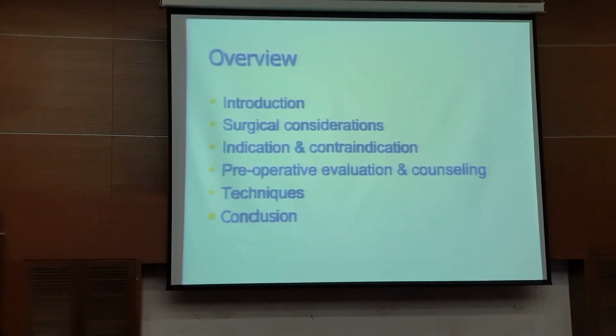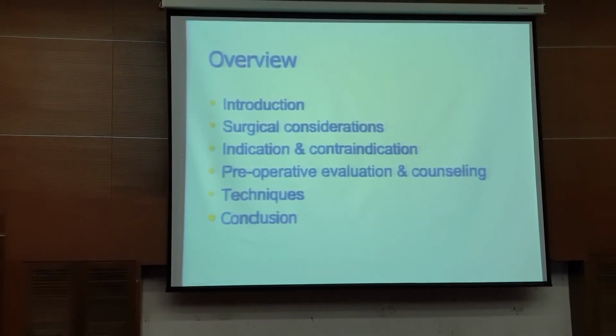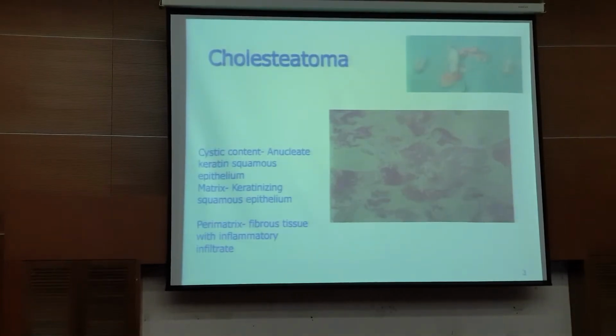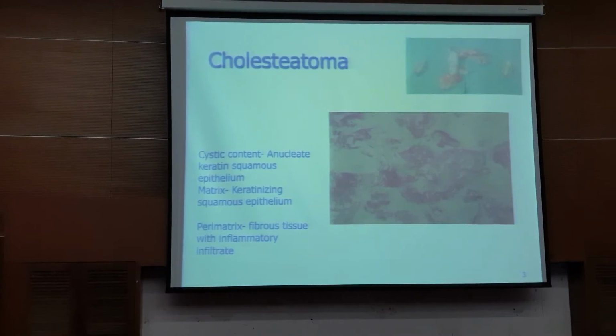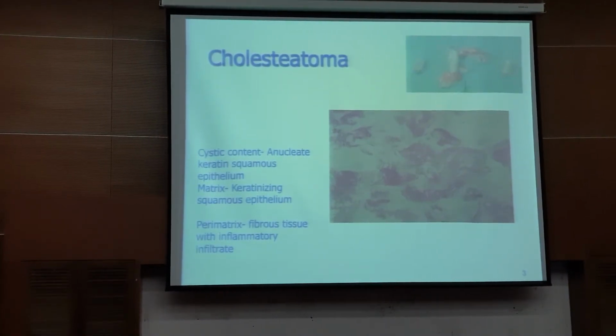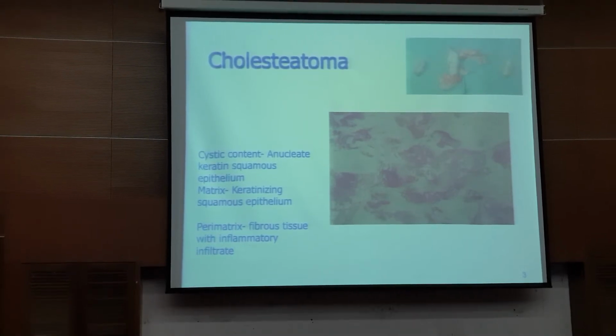The overview of my lecture, I will talk briefly on the classification, the indication, the contraindication, preoperative evaluation and counseling, techniques and conclusions. So everyone knows that when you talk about cholesteatoma, it is a misnomer. There's keratin at the abnormal place, and it consists of matrix, perimatrix, and the contents of the cholesteatoma is cystic, which includes the anucleated keratin. The matrix consists of keratinizing squamous epithelium, and perimatrix is a fibrous tissue with the inflammatory cells.